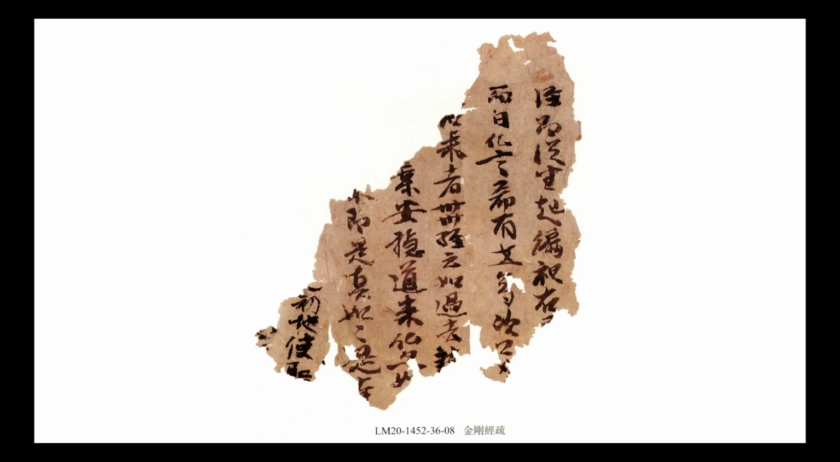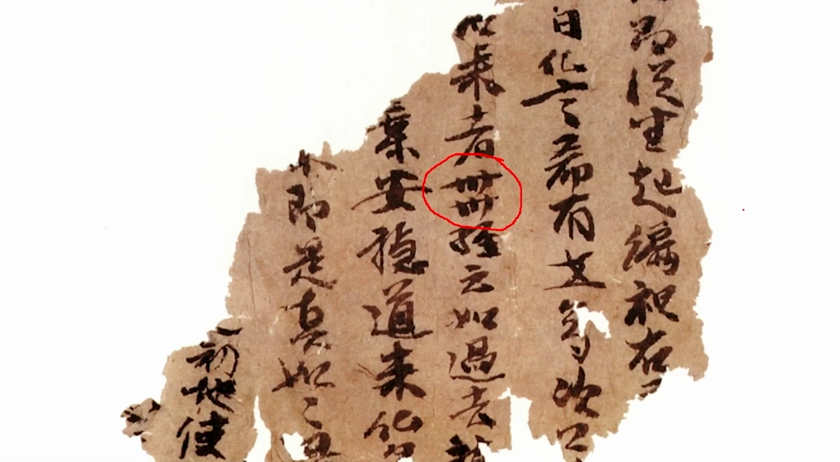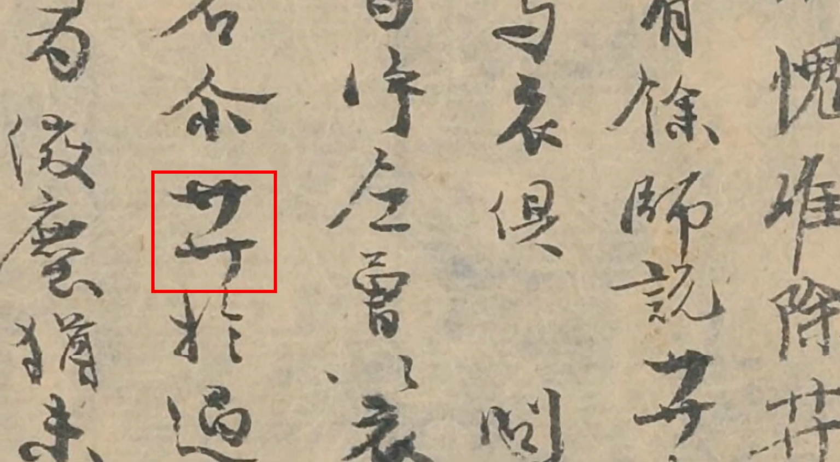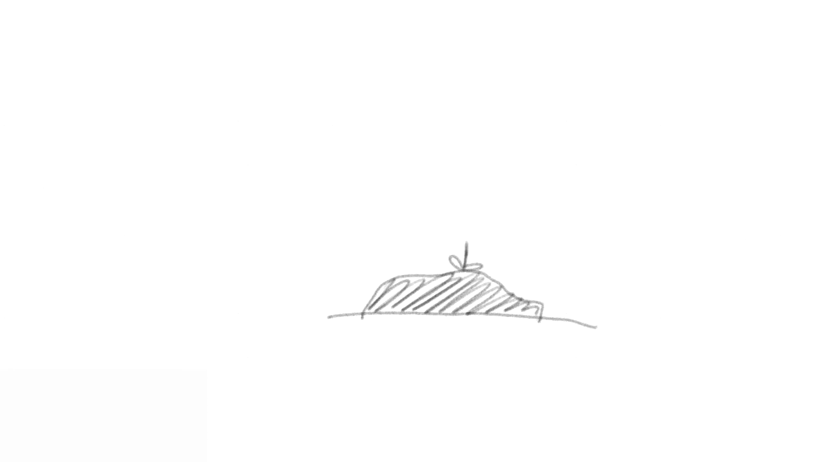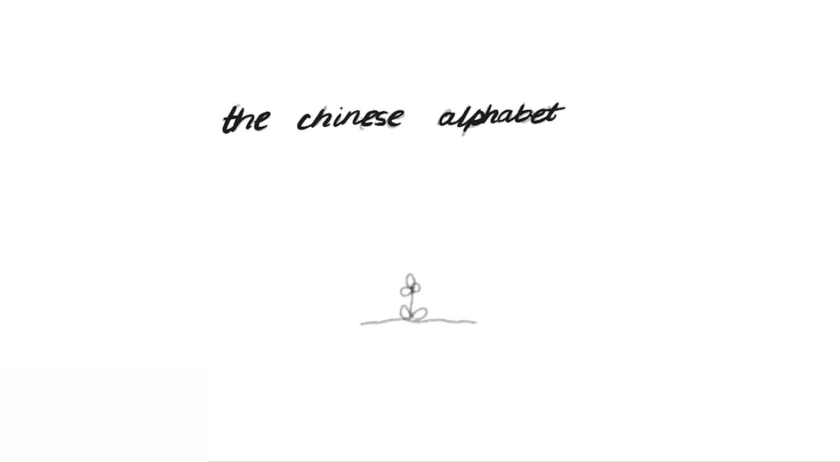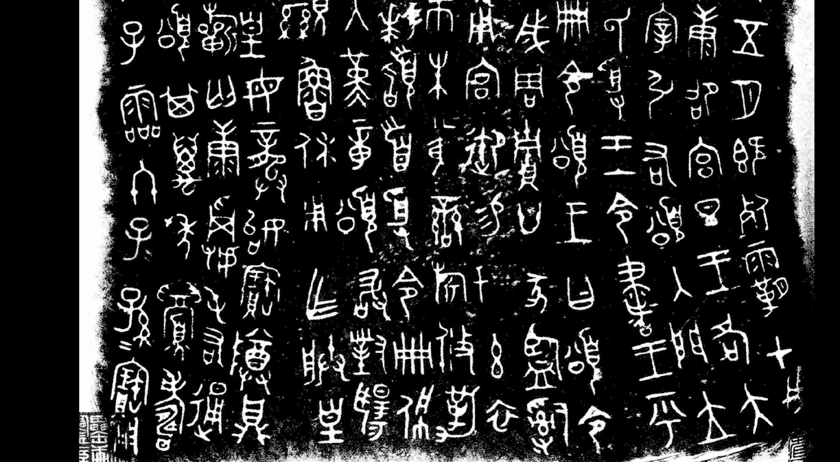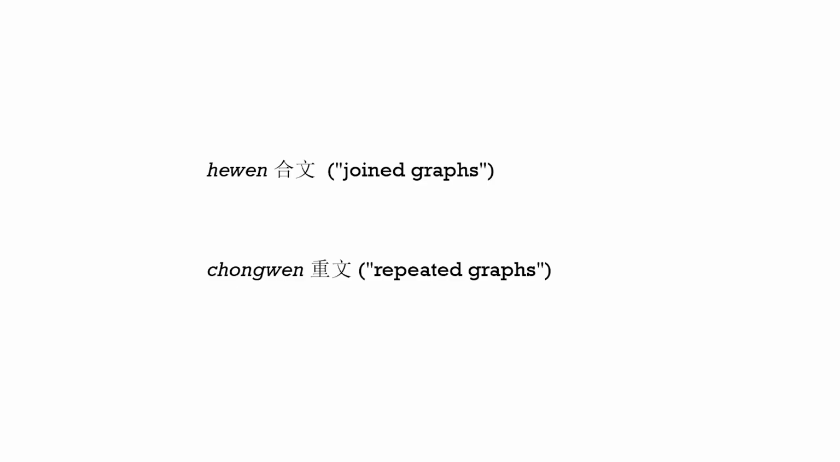This video is about a less-known phenomenon seen in medieval Chinese manuscripts, namely the so-called joined graphs or hewen, which combine two characters into a single unit and are read as two syllables. Early Chinese manuscripts and inscriptions often make use of two devices, referred to by modern researchers as hewen, that is ligature or joined graphs, and chongwen, that is duplication.